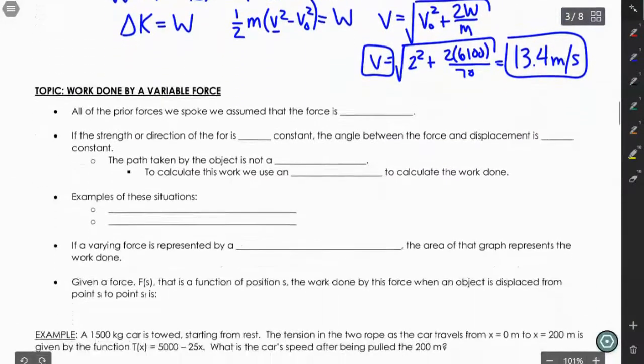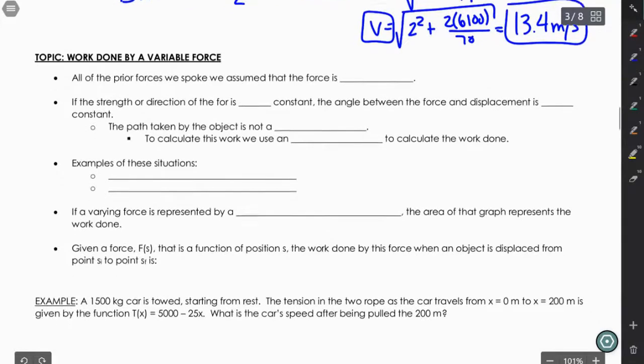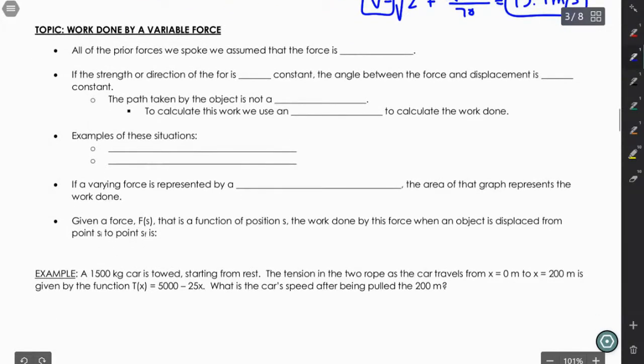Okay, so up until this point, all the forces we've been talking about have been constant. So now we're going to talk about what happens when that force is no longer constant. An easy way to recognize this is that in a problem, they will give you a function for the force. That's just the easy way to look at it. All the prior forces we spoke about assumed that a force is constant.